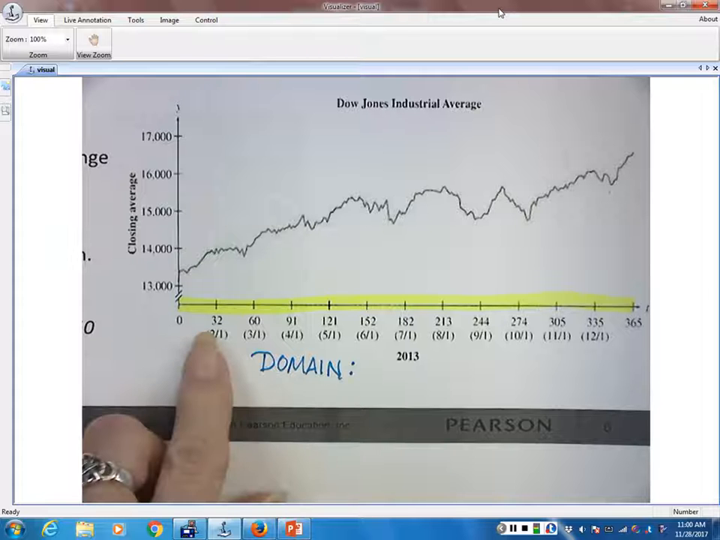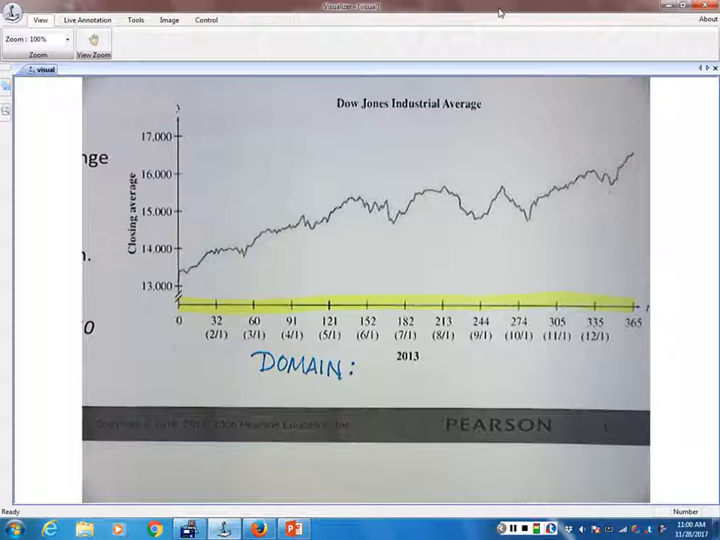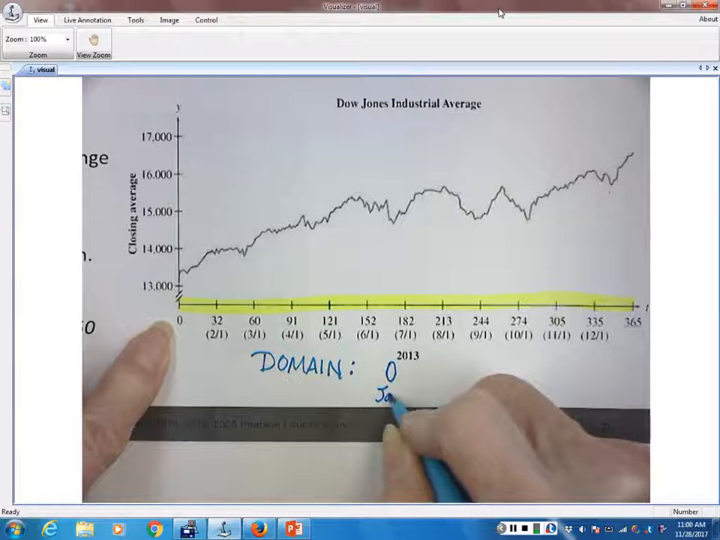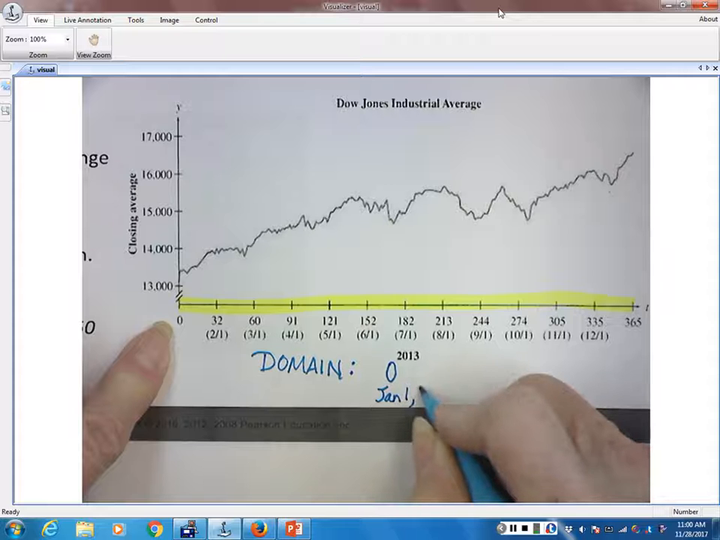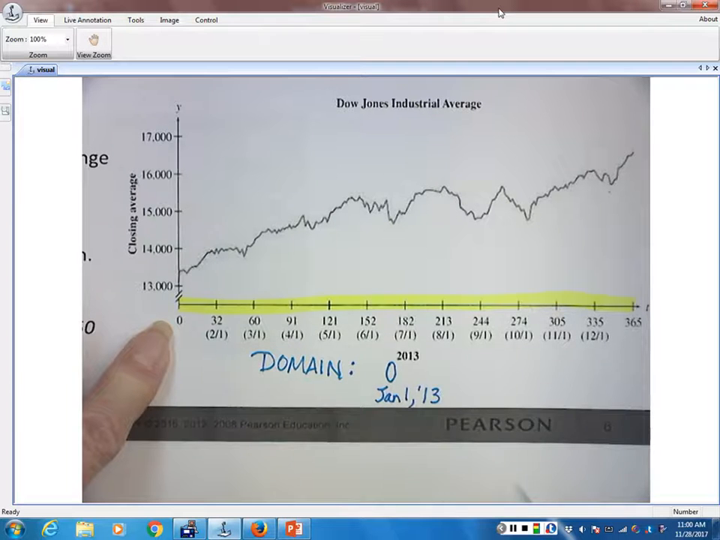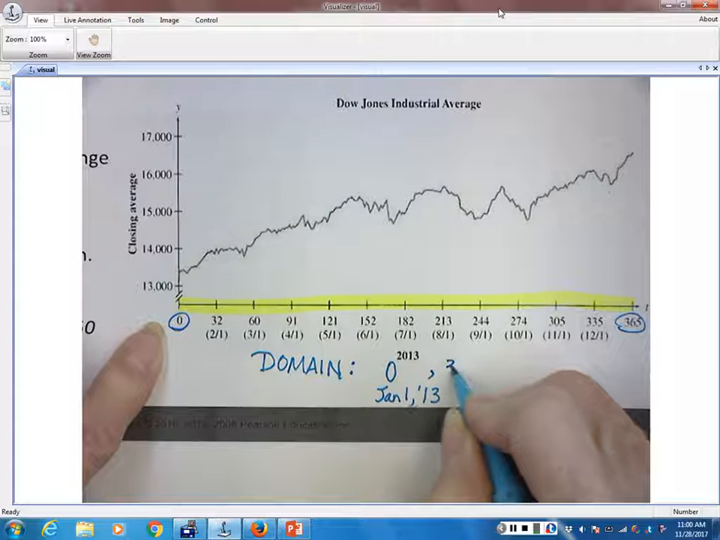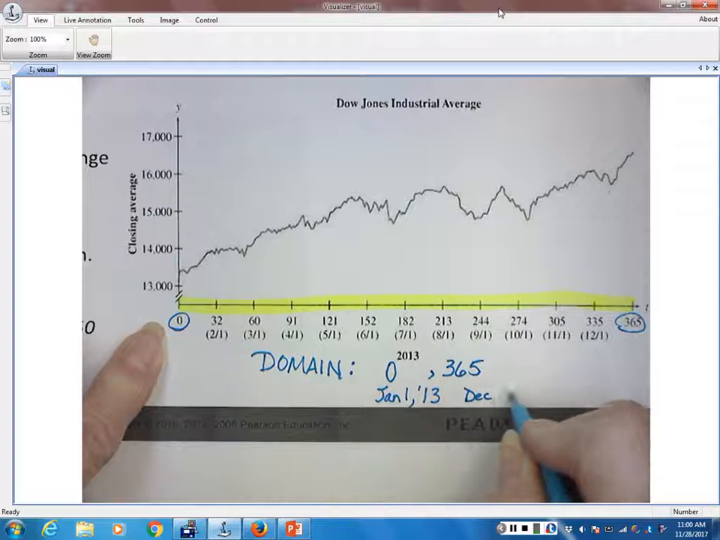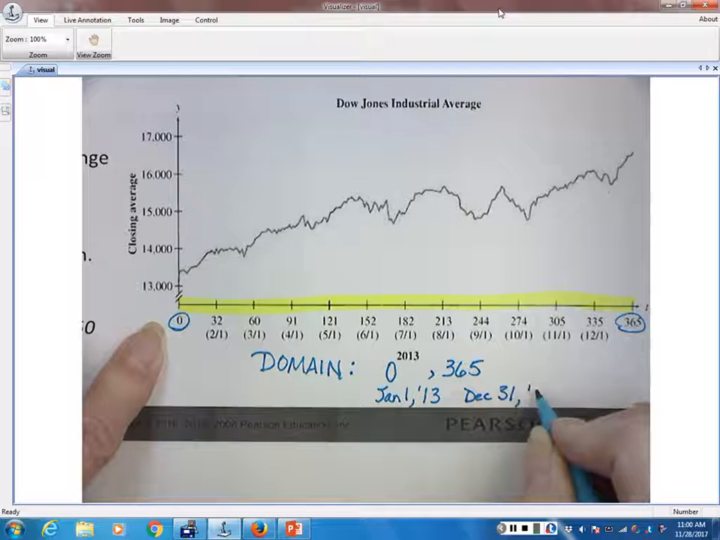But since most of the time we're asking what the numbers in the domain are, the numbers go from 0, which again corresponds to January 1st, 2013, and they go up to, so we put a comma, 365, which is December 31st, 2013.